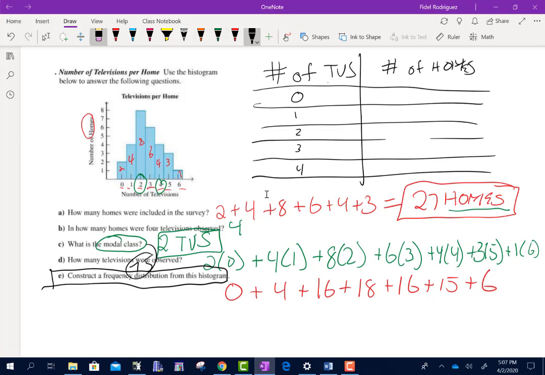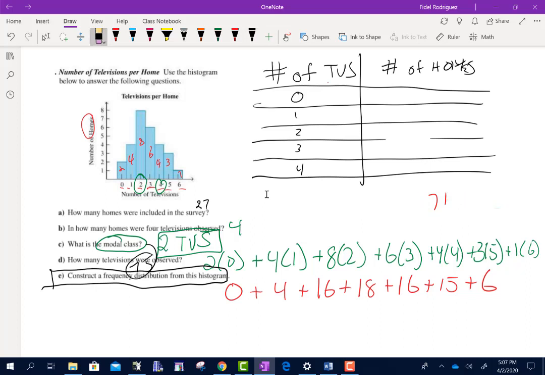Let me see if I can clean up some of this mess here, guys, so that I can make this a little bit better. I'll tell you what, from here we had 27 homes. Okay. So let me get rid of this. There we go. Okay, 5 and 6. There we go. Okay, so then all I'm going to do is I'm going to count.